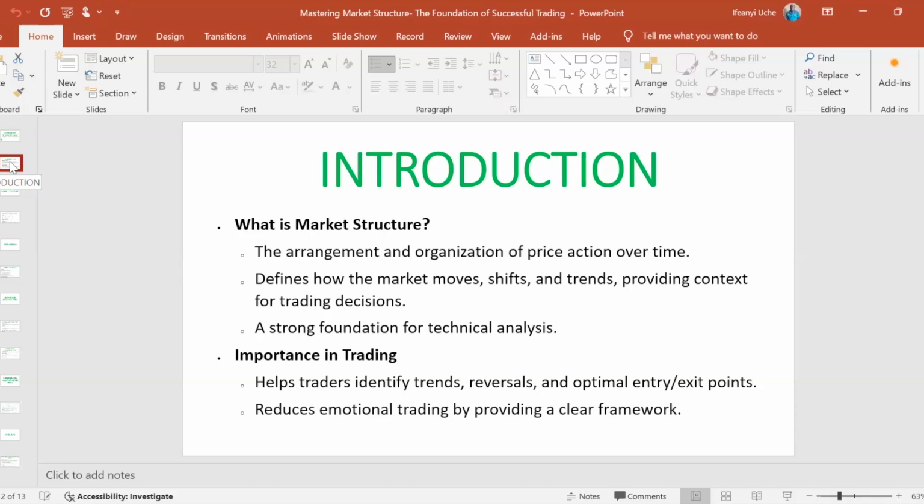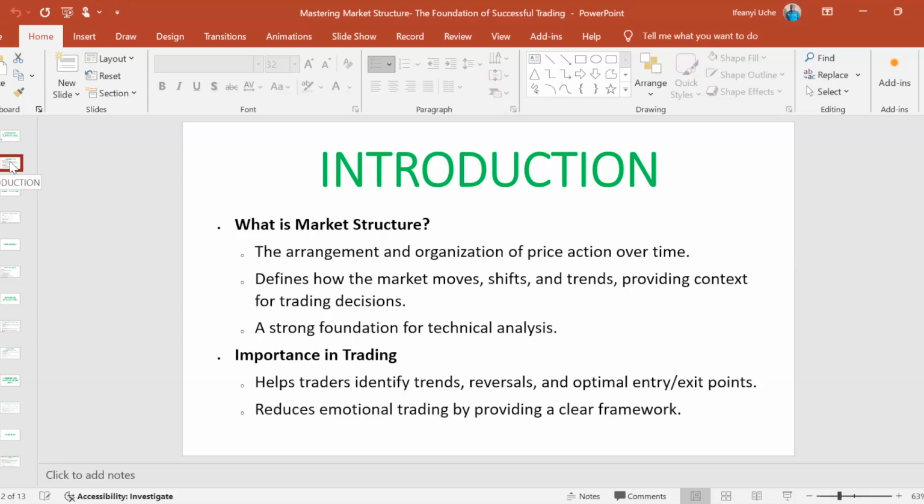All right, so market structure, understanding it helps you to see this arrangement. As soon as you look at the chart, you see the arrangement. You know what's up, what has happened. You have an idea of what may likely happen next, because everything we do here is under probability. We go for trades that give us higher probability of winning. So market structure also defines how the market moves, how the market shifts, and how trends also occur, form, move, and even decline, providing us with a kind of context for making the right trading decisions.